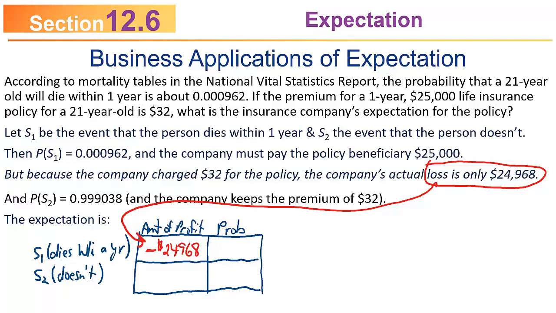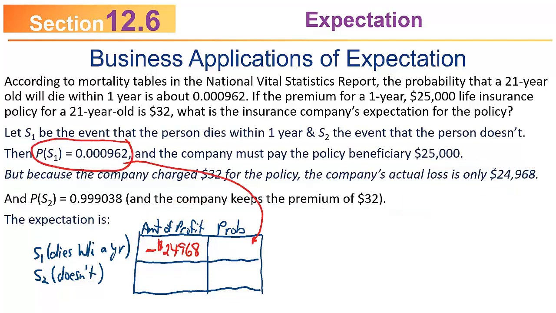So it's a negative $24,968. It's the $25,000 policy adjusted for the fact that they actually charged $32 for the policy. That's what the company will end up losing if that 21-year-old person dies within a year. However, the probability of that is very small. It's only 0.000962. So it's highly unlikely that that 21-year-old will die. Not impossible, obviously.